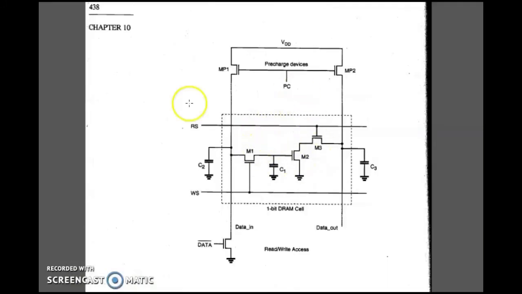Now let's move on to the read operation. For read operation, read select is 1 and word select is 0. Read select 1 means this transistor is on. Word select 0 means this transistor is off.